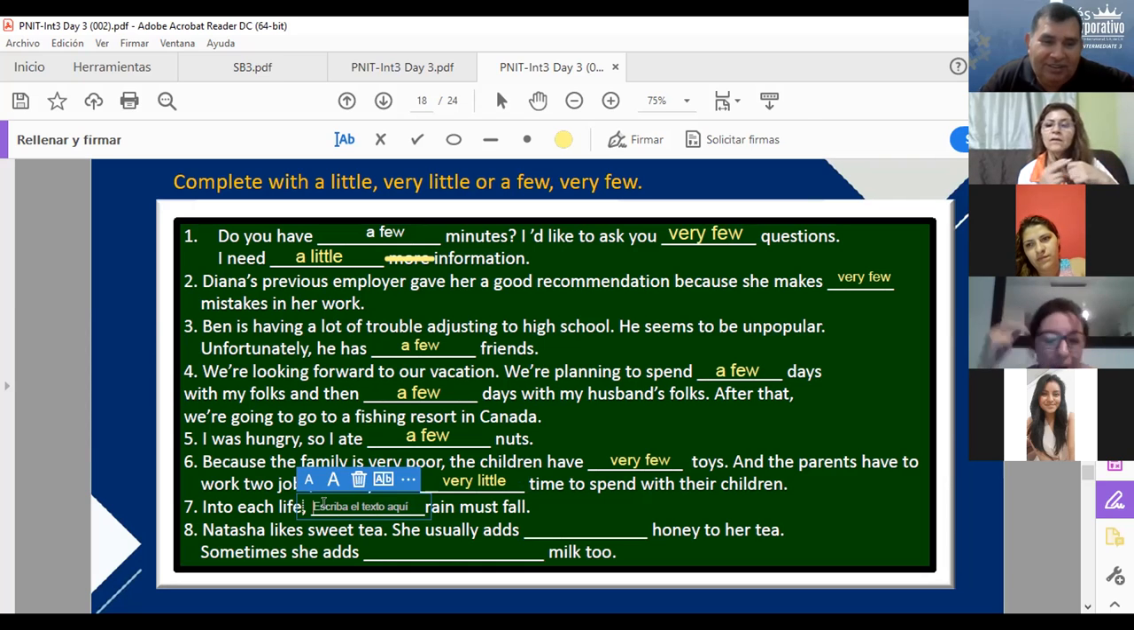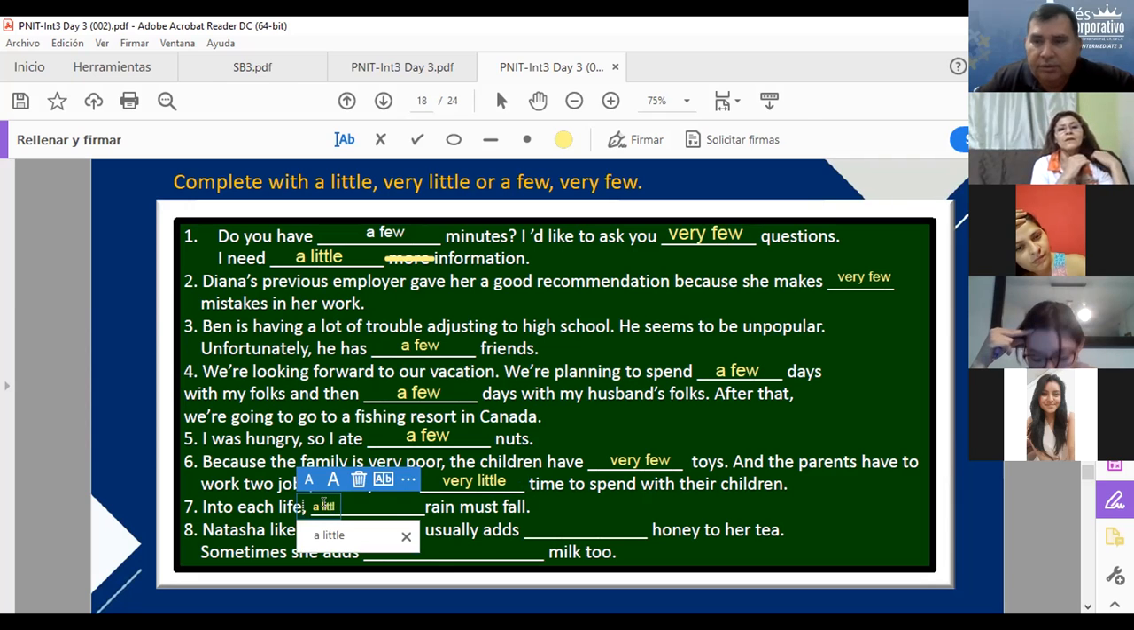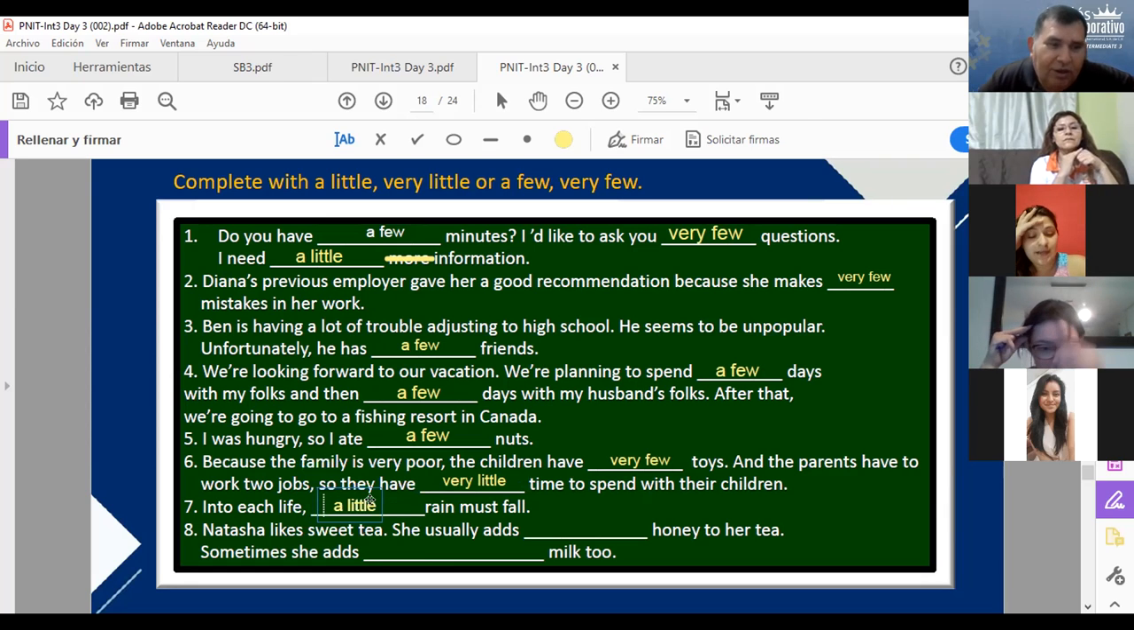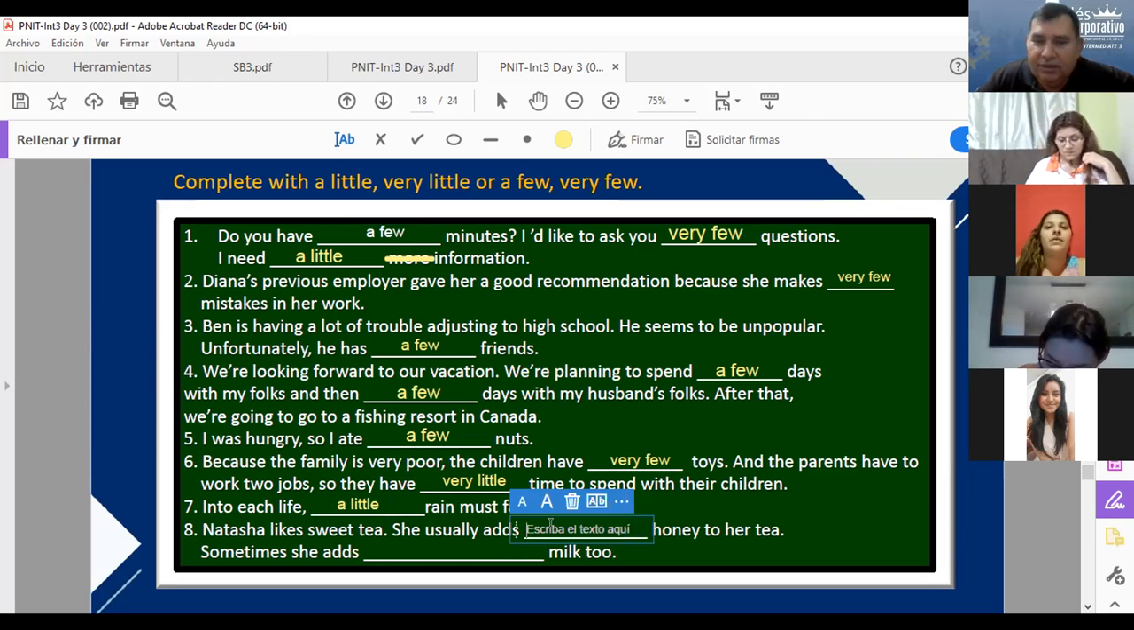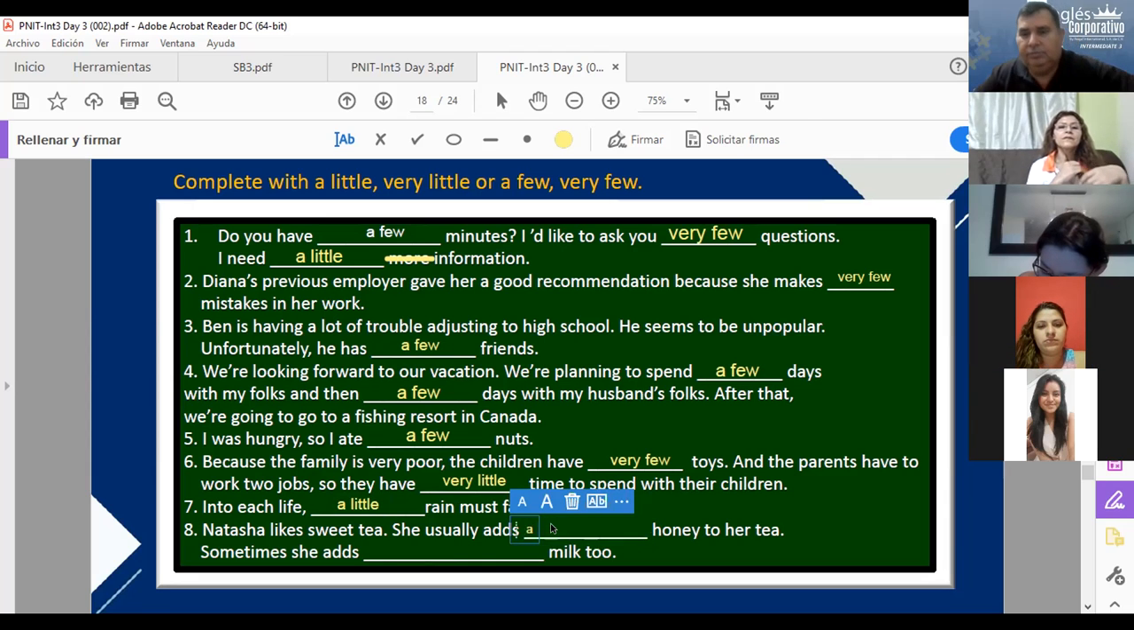Okay, this is a saying. The saying is that life is not a bed of roses. Not everything is perfect. There should be problems. Problems make us grow, right? For that reason, we need to have problems. So a little rain must fall. A little rain. Un poquito de lluvia, un poco de lluvia. Little is un poco. Y very, very little es muy poco, ¿verdad?